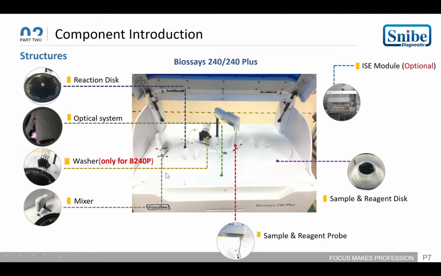This is the mixer, and our sample and reagent probe. If you have installed the ISE module together, you will find it in this area. Okay, for this PowerPoint, you have to remember each component's position. Now we will talk about them one by one.